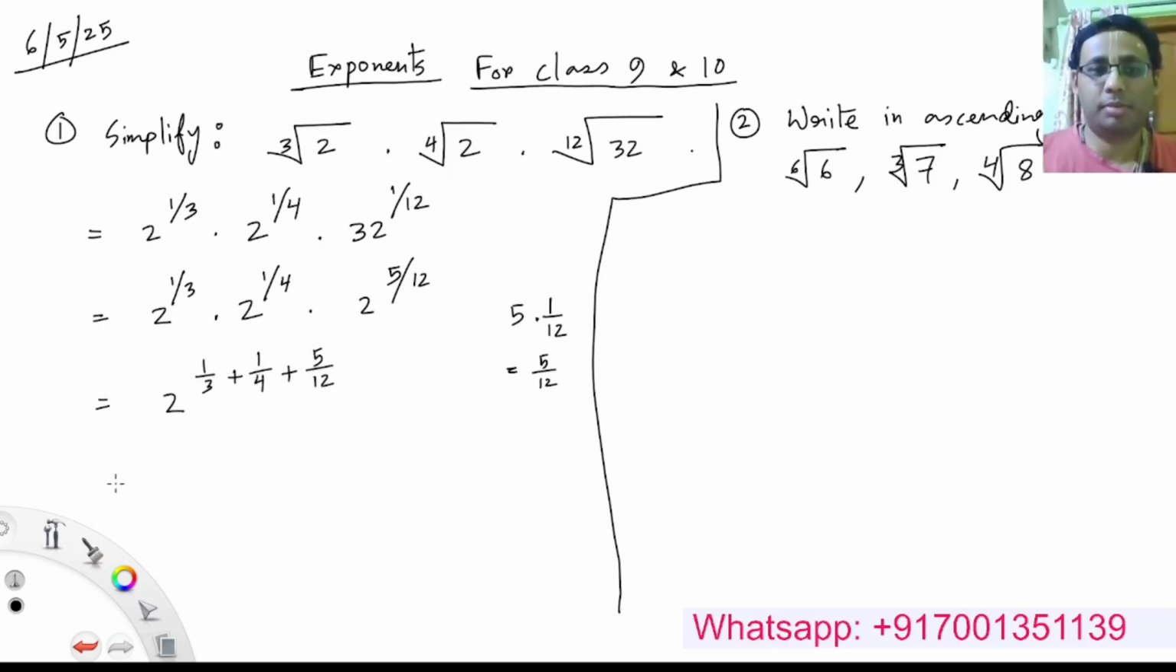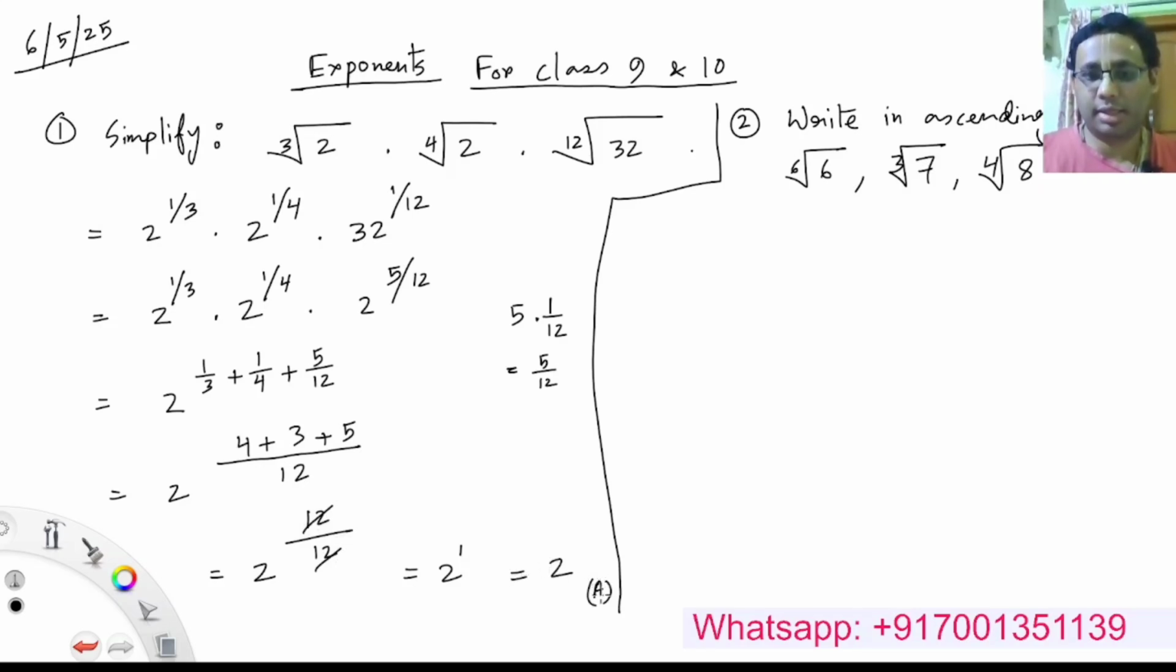Now you have to solve this thing. 2 to the power, now 3, 4, 12. What is the LCM? That is 12, I think. So 3 into 4 gives 12, 4 into 3 gives 12, and 12 into 1 gives 12, so 5. So now 2 to the power, in the denominator that is 12, and the numerator 4 plus 3 is 7, 7 plus 5 is 12 also. So 12 by 12 gets cancelled out. That means 2 to the power 1, that means 2 is the final answer.